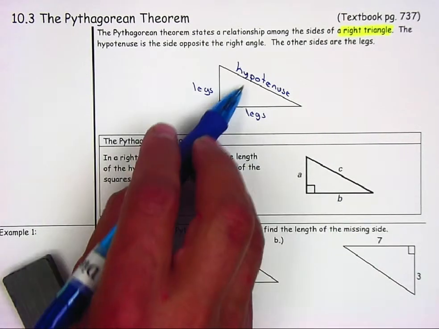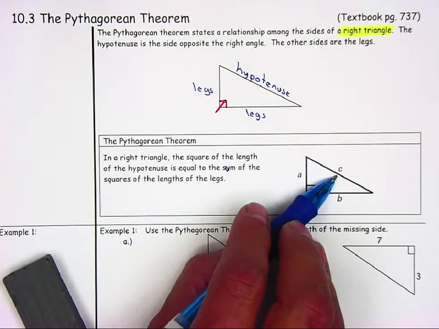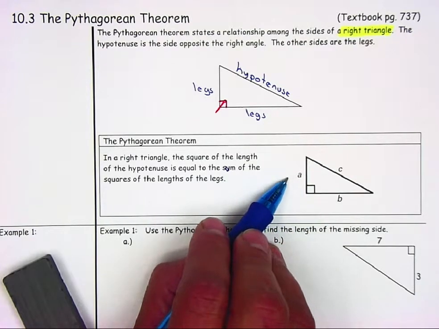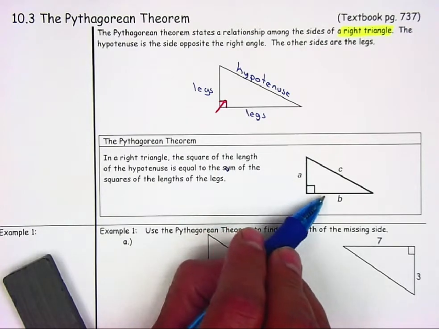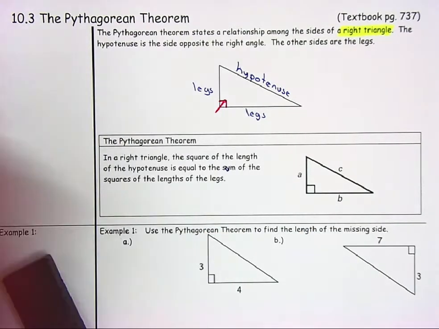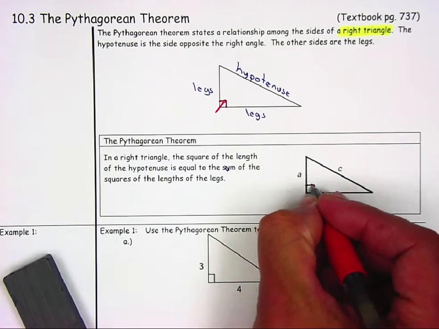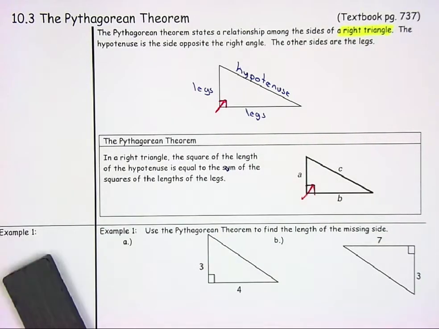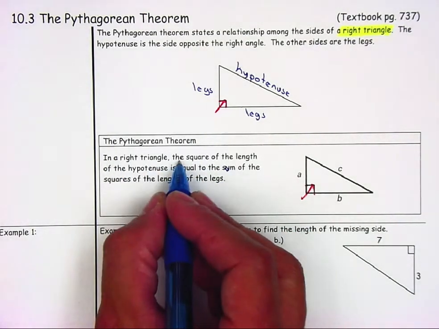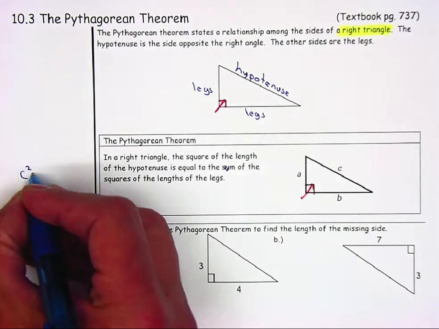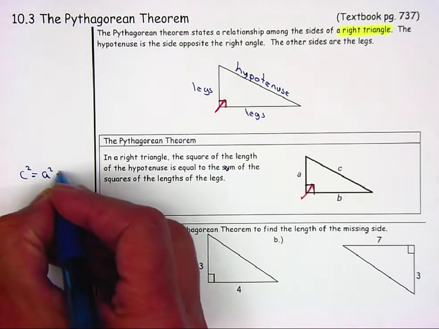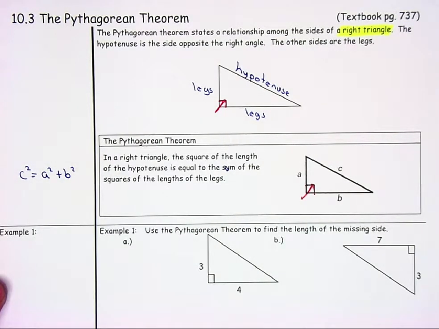Notice the hypotenuse, we always denote the hypotenuse with the letter C. The legs can be A or B, or you can place them as B and A. It doesn't matter the order. By your hypotenuse, the letter C must be opposite the right angle. So let's write the formula on the left. In a right triangle, the square of the length of the hypotenuse, so it'll be C squared, is equal to A squared plus B squared. That is a formula that you should have memorized at this point.